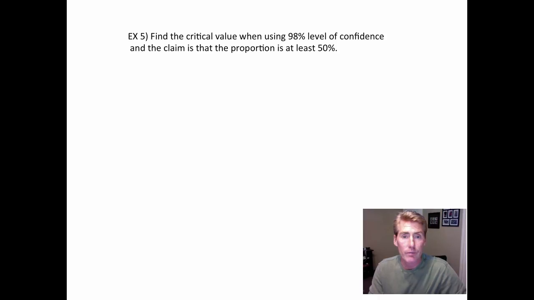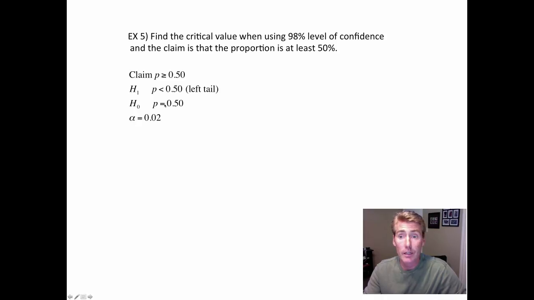So, as an example, find the critical value using 98% level of confidence. The claim is the proportion is at least 50%. So this is going to be p. At least means bigger than or equal. This is going to be 0.50. So the p is at least 0.50. H1 has to have the opposite of bigger than or equal, so it points to the left, left tail. There's H sub 0. And since we're using 98% level of confidence, then this is 0.02.